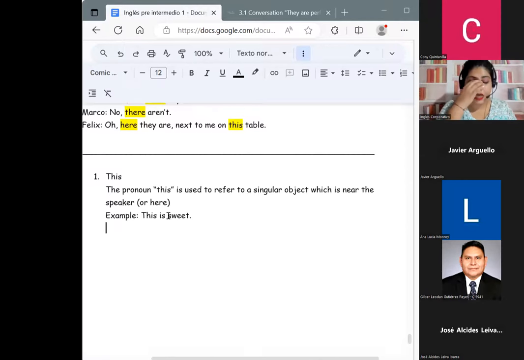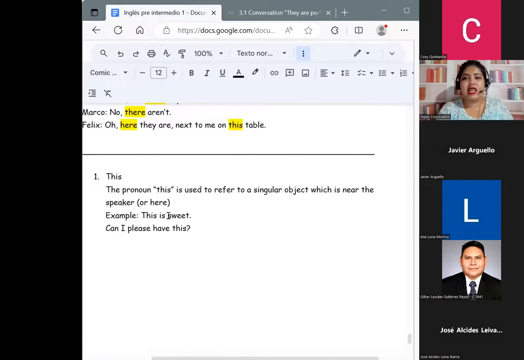Then we have another example. And this one says, can I please have this? So imagine that you are in a shop, en una tienda, and you want something. You can use these kind of phrases. Can I please have this? ¿Puedo, por favor, tenerlo? ¿Puedo tenerlo?